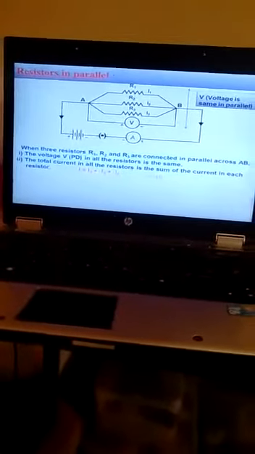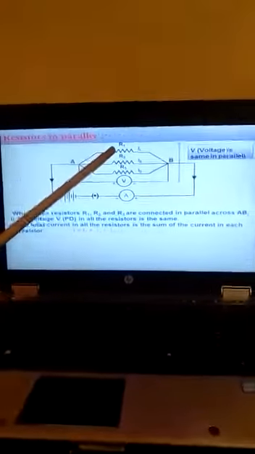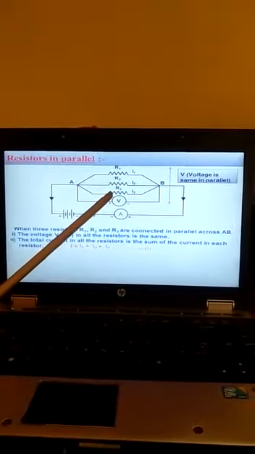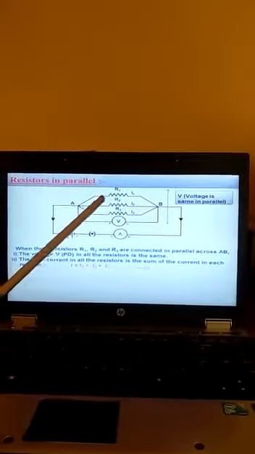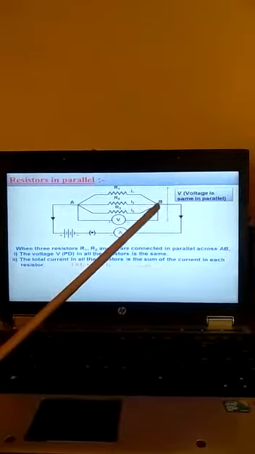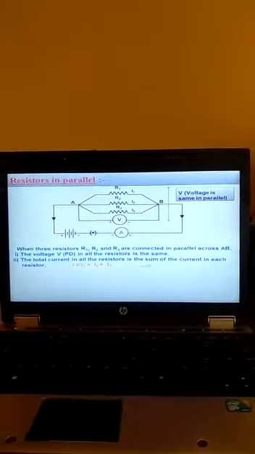Good morning all. This is the fifth lecture of chapter electricity. The topic is resistors connected in parallel. As you see from the figure, one resistor R1, one resistor R2, one resistor R3. All these resistors are connected to one point from one side, connected to the other point from the other side in a form of a ladder.